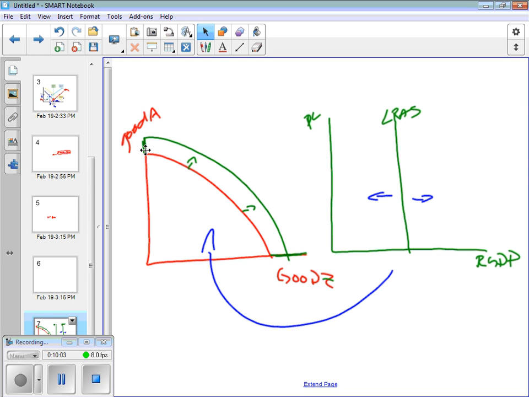You definitely need to know this stuff. This is fundamental to understanding how the macroeconomy works.